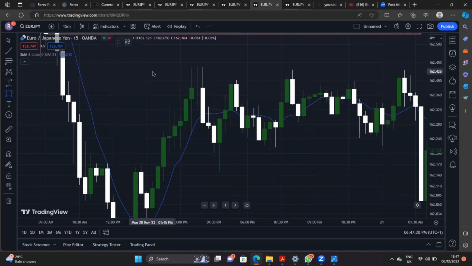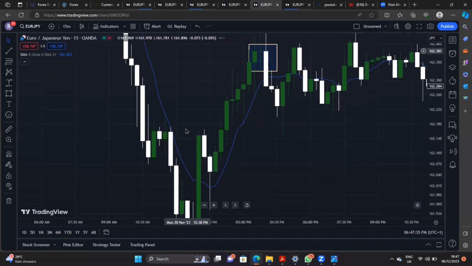We find a doji right here. You can see a doji formed right inside this box. All right. You can see my chart. You can see that there's a doji formed right inside here.